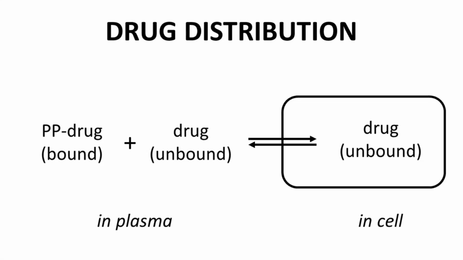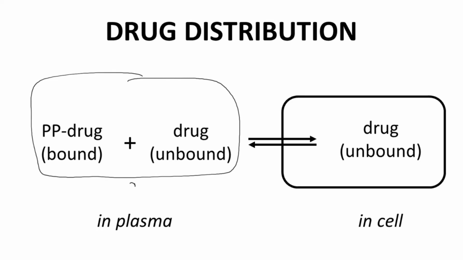Let's look at this differently. In the plasma, the drug will either be bound to plasma proteins or unbound. The total amount of drug is CP. Unbound drug is our unbound CP.